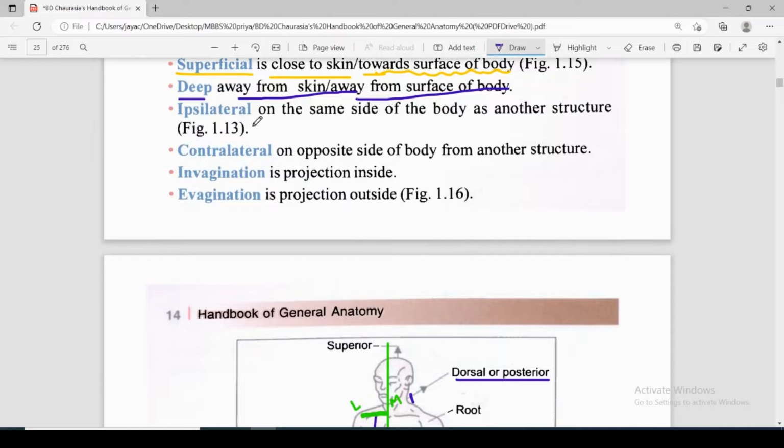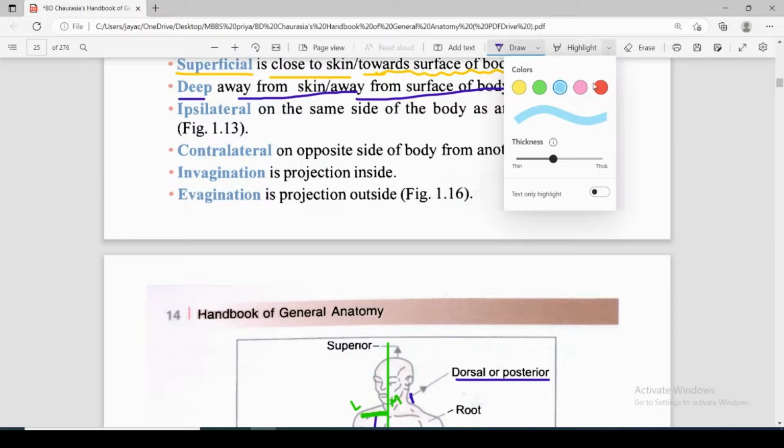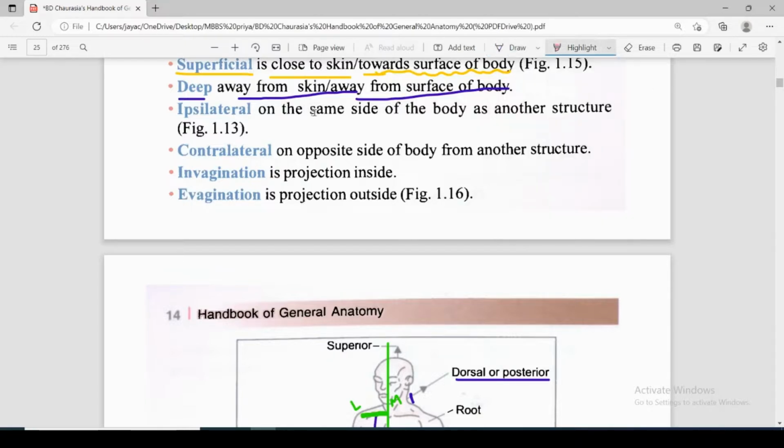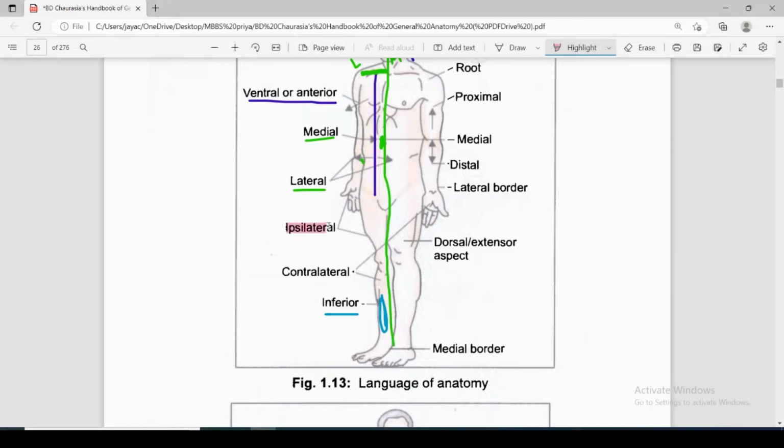Next is the ipsilateral and contralateral. Ipsilateral means it is on the same side of the body as another structure. Same side of the body is ipsilateral. Ipsilateral means this is ipsilateral. It is on the same side of the body, for example in the hand and in the leg. So that is ipsilateral.